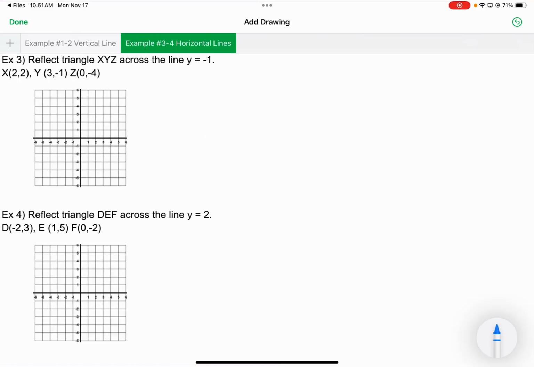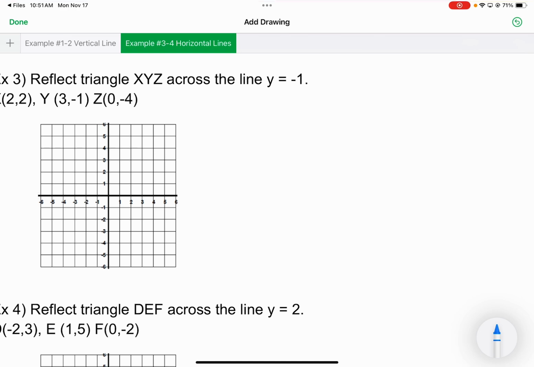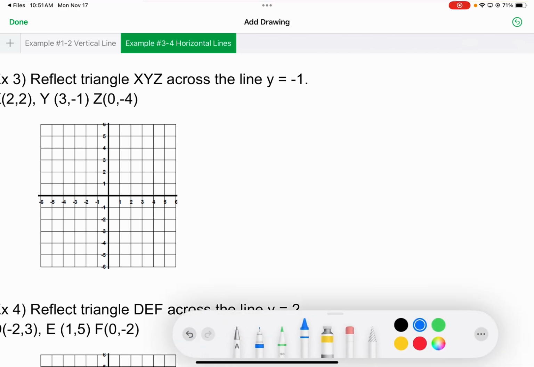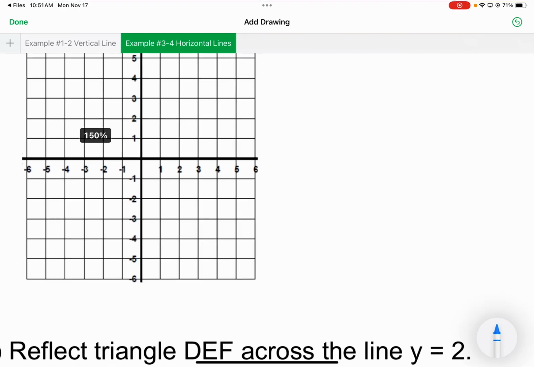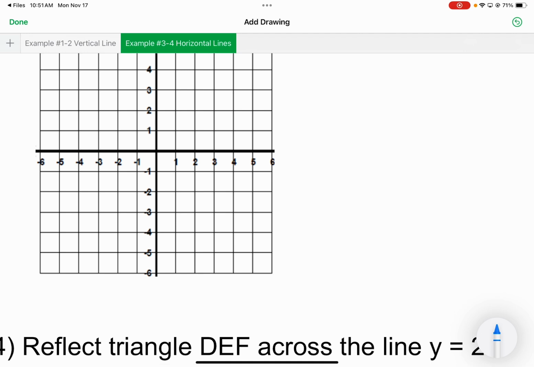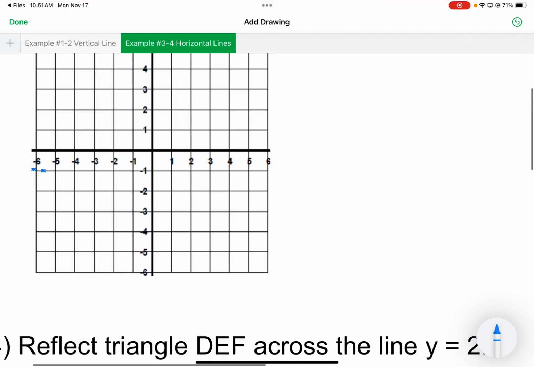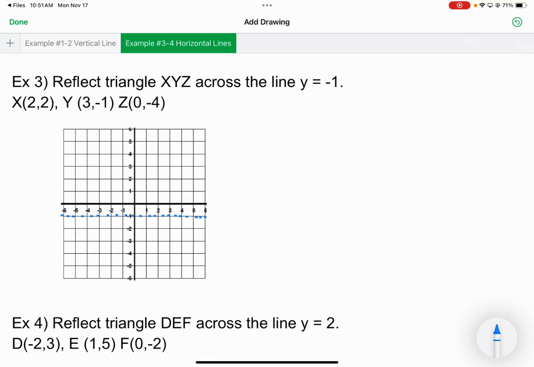Let's do horizontal lines. All right, so reflect triangle XYZ across the line Y equals -1, okay? So same kind of story. I'm going to reflect, but in this case, it's Y equals, so it's horizontal. So I need to reflect over that line right there, okay? So let's put our coordinates in. So X is at 2, 2. Y is at 3, -1. And then Z is at 0, -4.